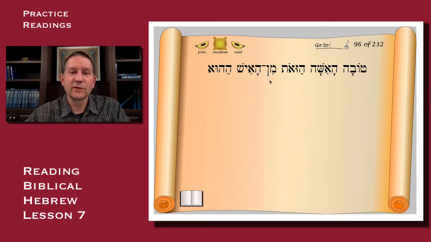Tova ha'isha hazot min ha'ish hahu. So we've got a lot of pieces here on the table now. We're going to divide it at min. We're going to take this bit first. We see our nouns here in the middle. So we have predicate position adjective in front, attributive position adjective after. So ha'isha hazot is this woman, is good, min, than, ha'ish hahu, the man, that one. So this woman is better than that man.